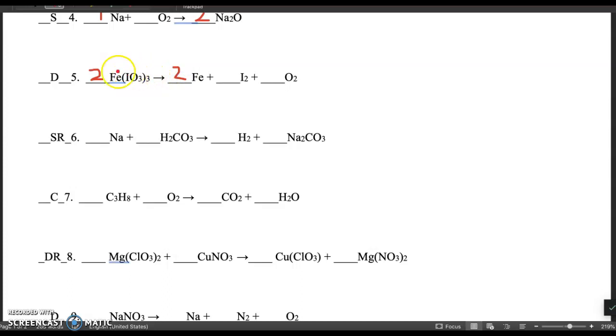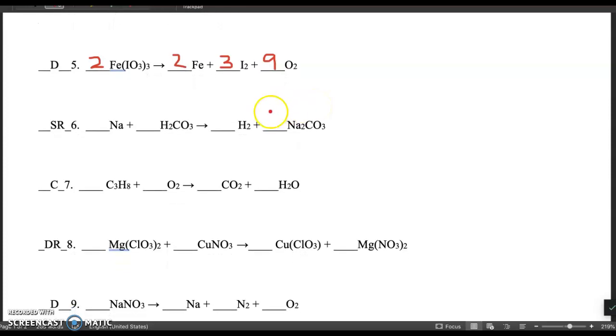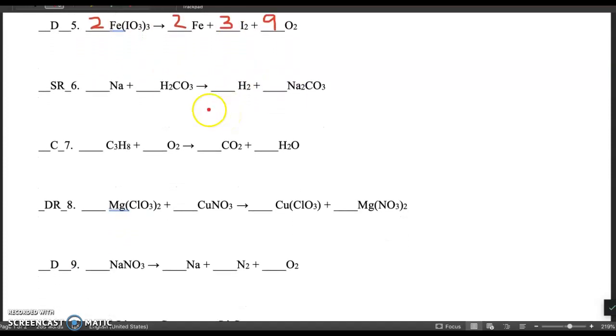It's going to be 3 I's times 2 to give me 6. So on this side I need 3. 3 times 3 is 9, times 2 is 18. So on this side I'm going to need 9 times 2 to give me 18 oxygens. Notice 2, 2, 3, and 9 can't reduce all those by the same number. Here to balance, the only thing I need is a 2 there.